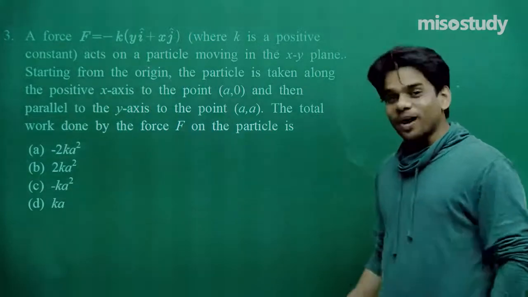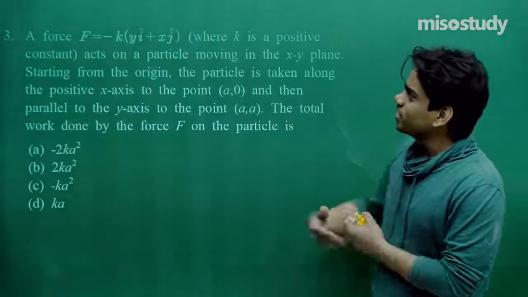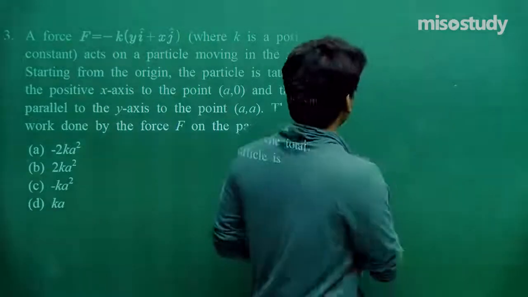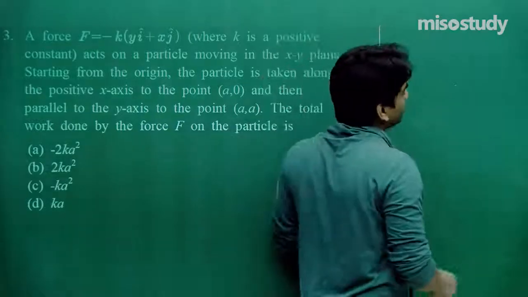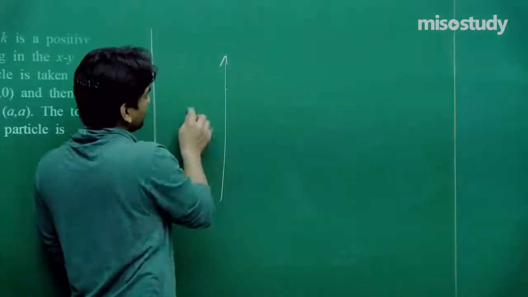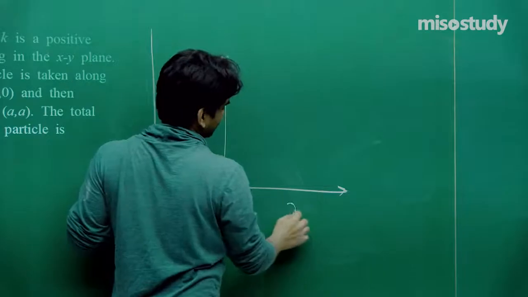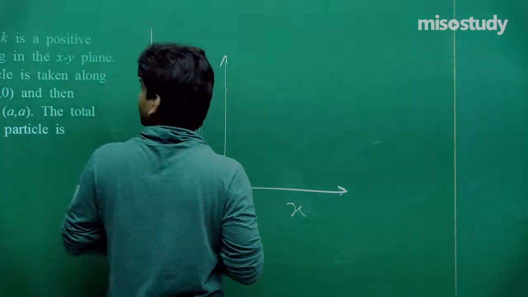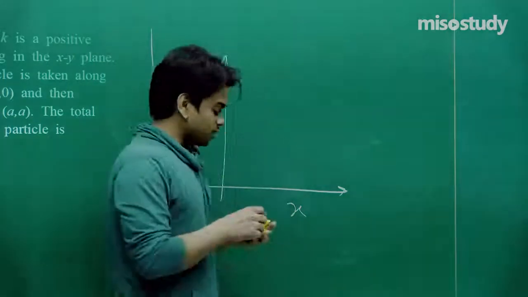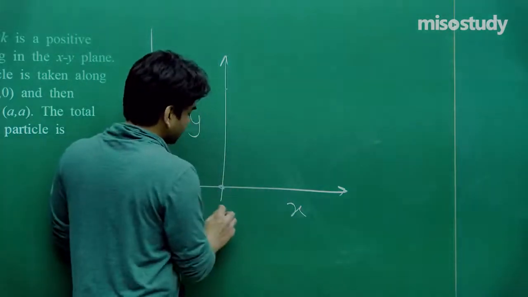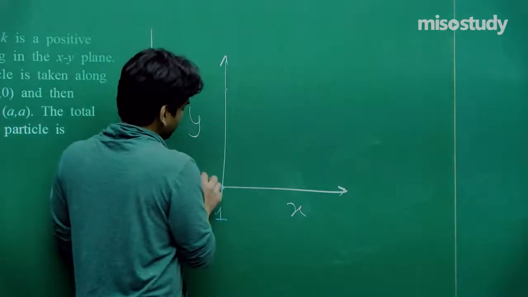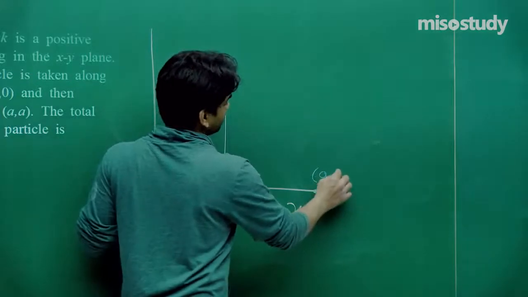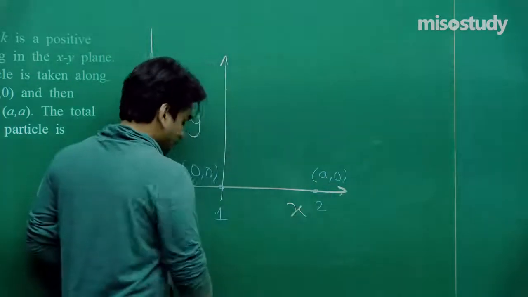First of all, let's talk about the path that is adopted, and this force is F equal to minus K (y i cap plus x j cap). First of all, let's talk about the path that has been taken. This is the y-axis, this is the x-axis. It is taken first from the origin along the positive x-axis to the point (a, 0). So we start with the first point here, that is (0, 0). It moves to the second point, that is (a, 0), and then it moves parallel to the y-axis.